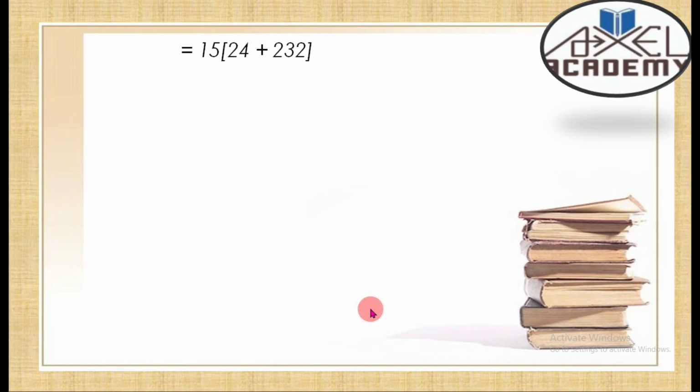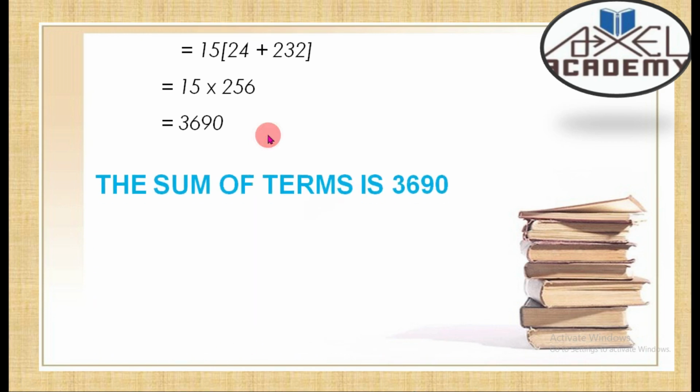So what we will get? 15 into 24 plus 232. So 15 into 256, and if we calculate, we can easily multiply. So we will get the sum of the terms. What we got here is, by using the formula, the total sum of those terms which are in AP.